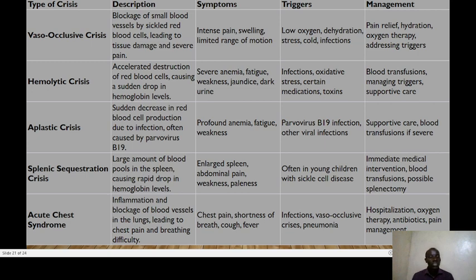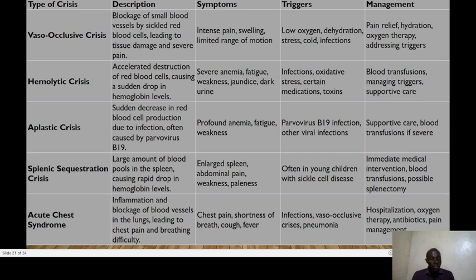Splenic sequestration crisis, where a large amount of blood pools in the spleen, causing a rapid drop in hemoglobin. So we normally have enlarged spleen, abdominal pain, weakness, and paleness. So often seen in children with sickle cell, and you find that in management you could have immediate medical intervention, blood transfusion, and possible splenectomy.